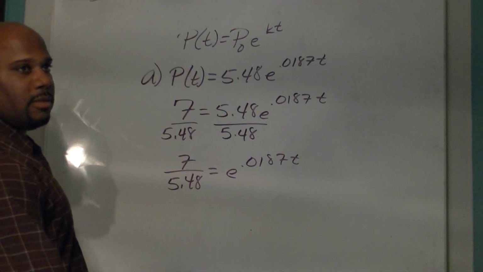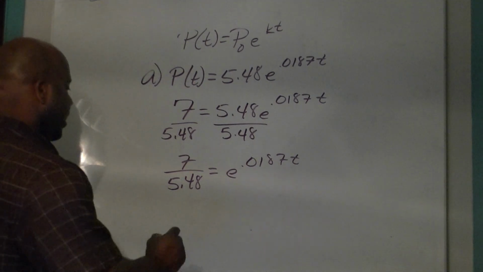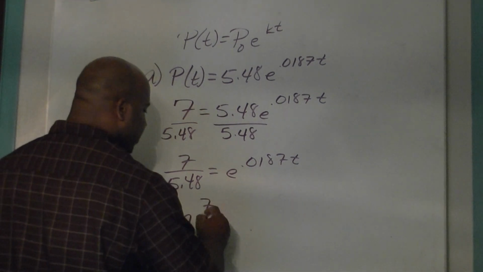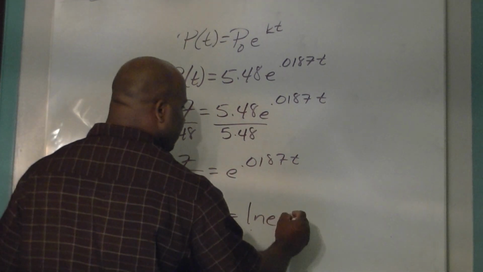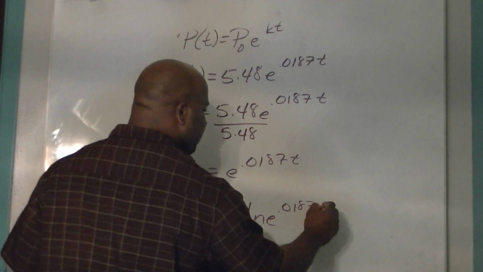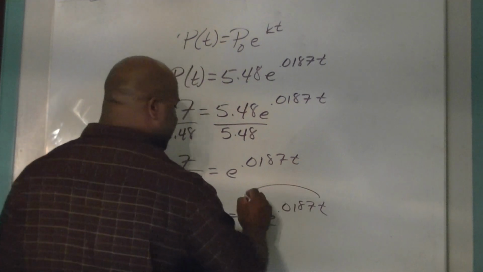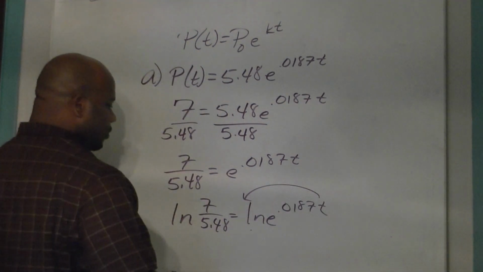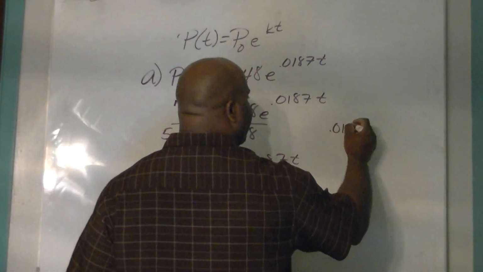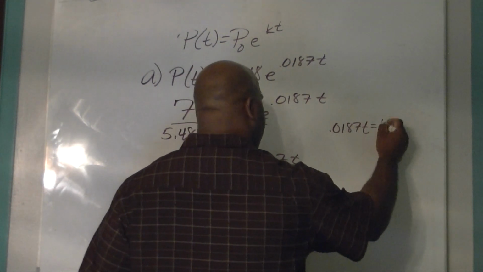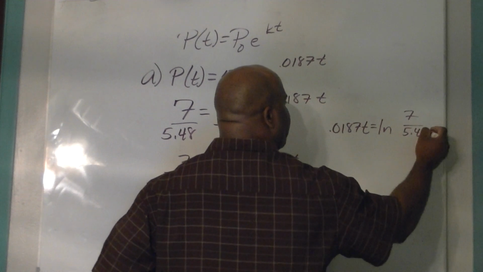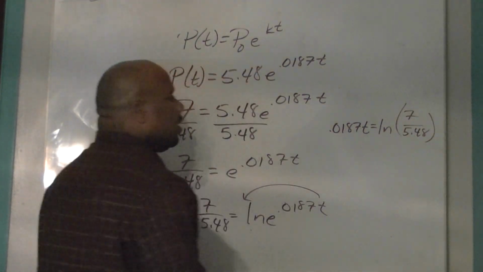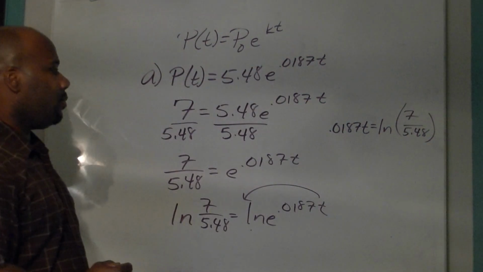Then I'm going to take natural log of both sides. So I got natural log of 7 divided by 5.48 equals natural log e to the 0.0187t. And remember, this just comes to the front. And then I got 0.0187t equals natural log of 7 divided by 5.48. And I'll just put that in parentheses like that so you know.